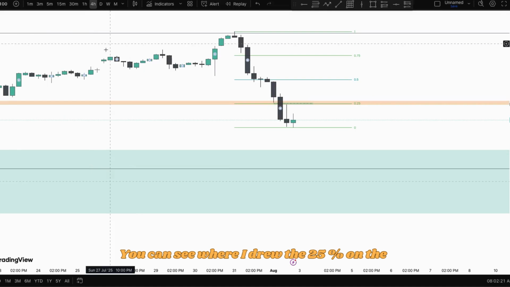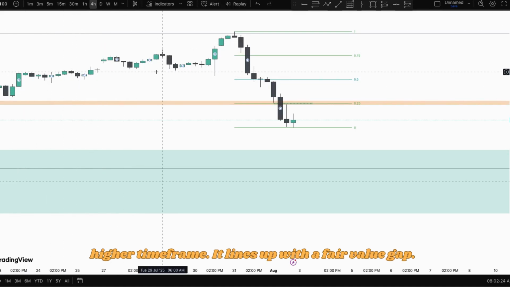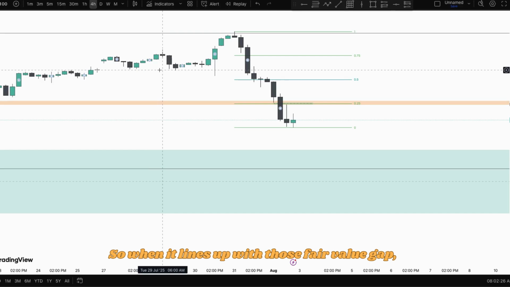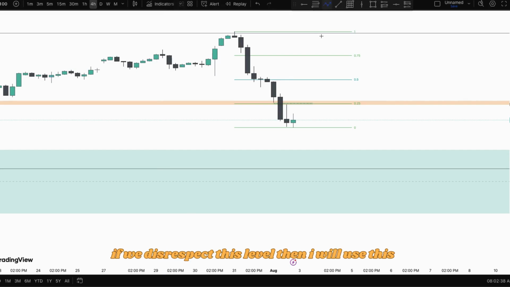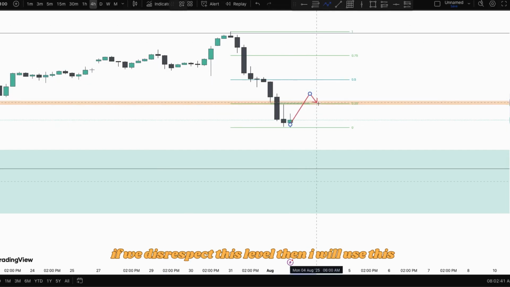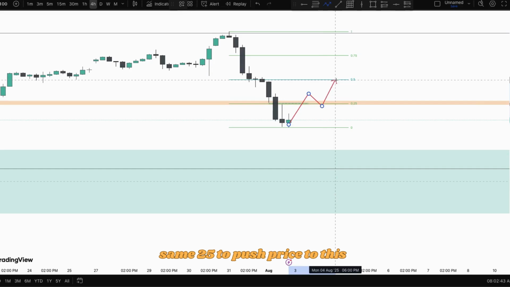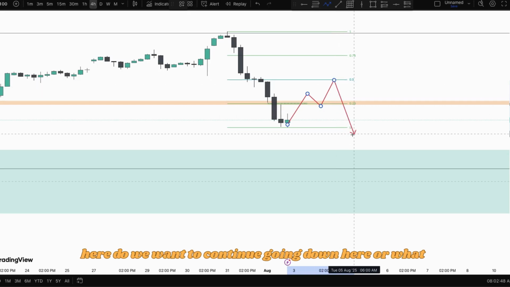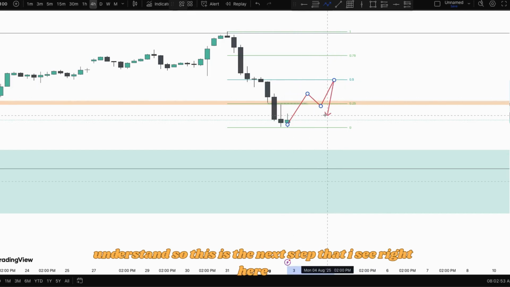You can see when I drew the 25% on the higher time frame, it lines up with the fair value gap. So when it lines up with those fair value gaps, I see them as a level whereby if we disrespect that fair value gap, then I can use it to push price up higher a little bit. What I mean is that if we disrespect this level, then I will use this same 25% to push price to this 50%. Then I will see how we do around here. Do we want to continue going down here or what? You understand? So I take it step by step. You understand? So this is the next step that I see right here, right now.